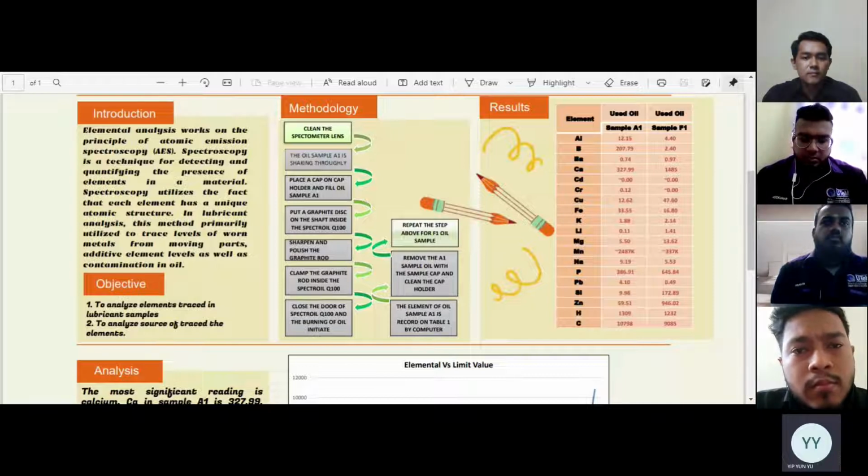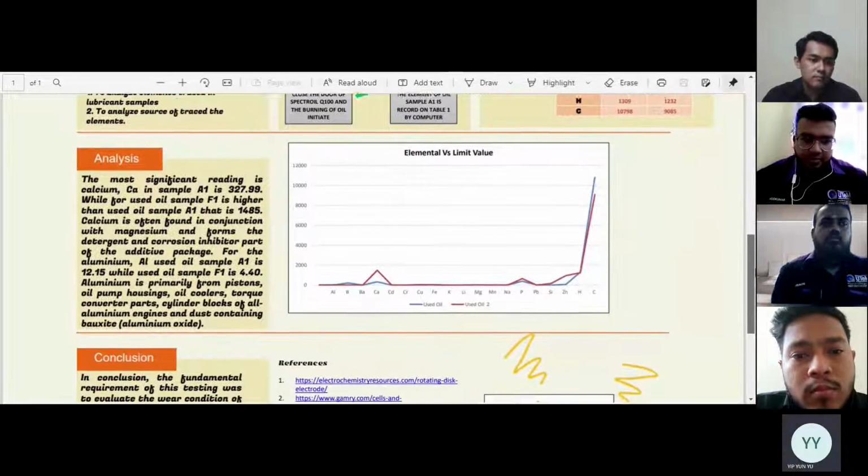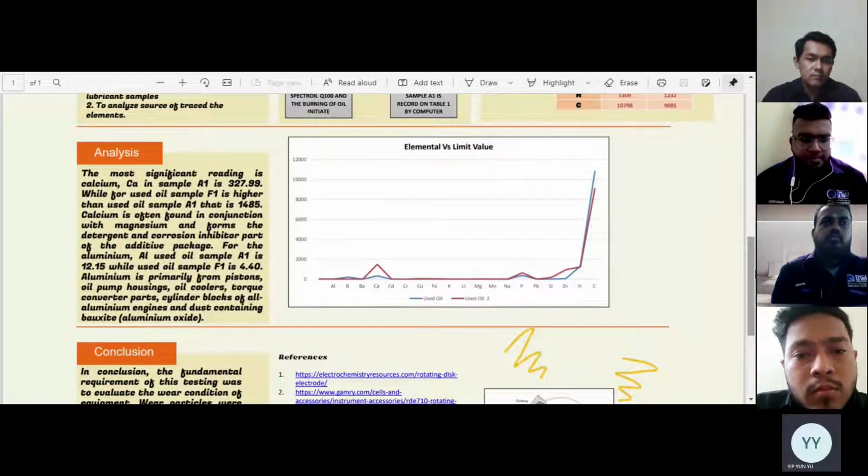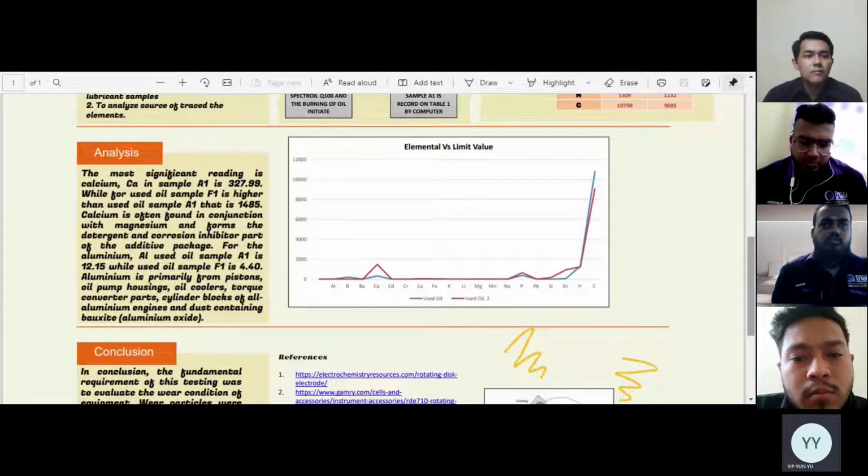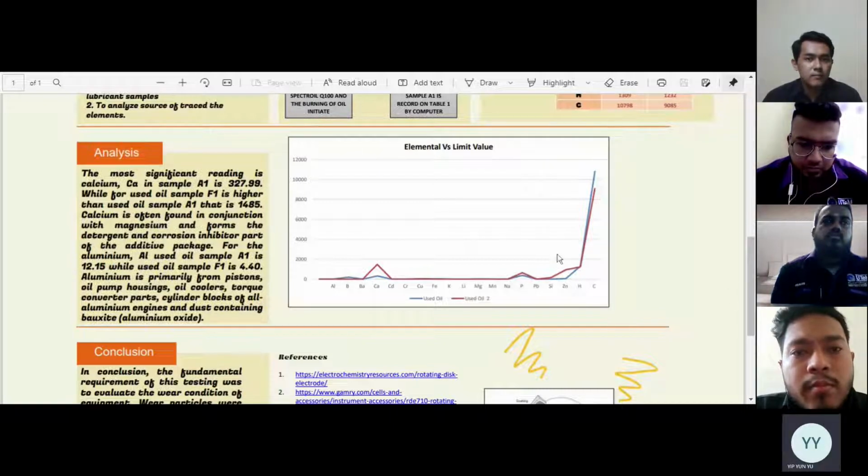Aluminium comes primarily from pistons, oil pump housings, oil coolers, torque converter parts, and cylinder blocks of all-aluminium engines, and thus contains bauxite. Below the poster is the analysis of the graph. The most significant reading is calcium, in sample A1 it is 327.99, as shown in the table, while for the used oil sample F1 it is higher than A1, that is 1,485. Calcium is always in conjunction with magnesium and forms the detergent and corrosion inhibitor part of the additive package.